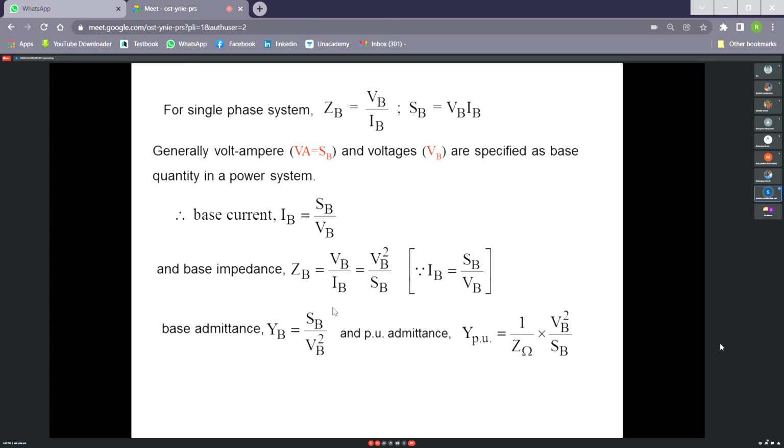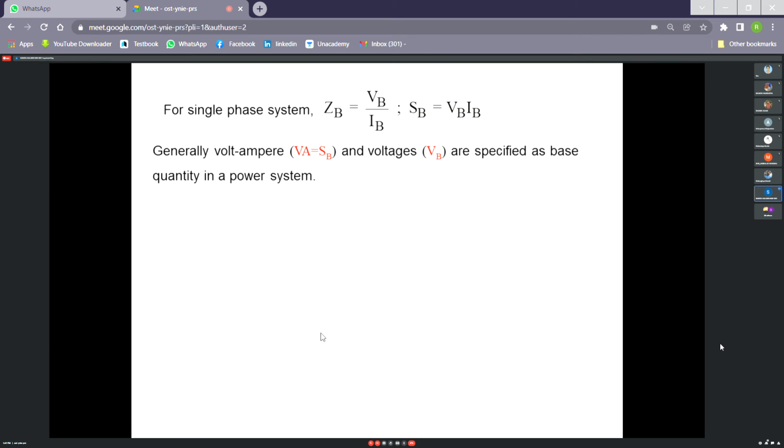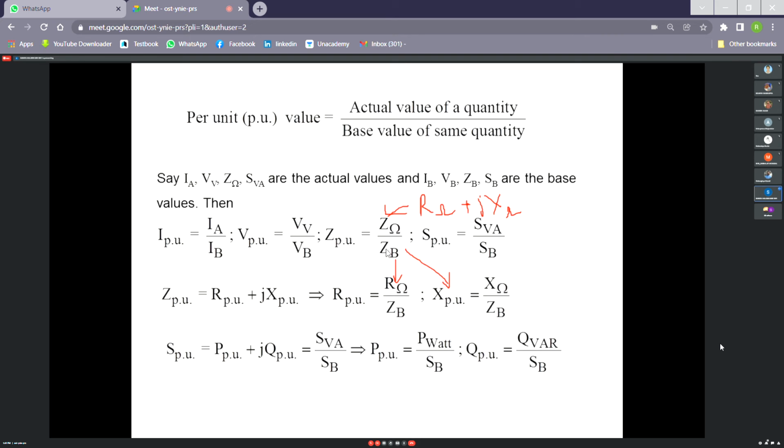VB by IB is a real value. But you should not write it as R. Why? Because per unit is Z ohm by ZB. But this Z ohm may be R plus jX, right? If you write this as RB, then how will you calculate the X per unit?